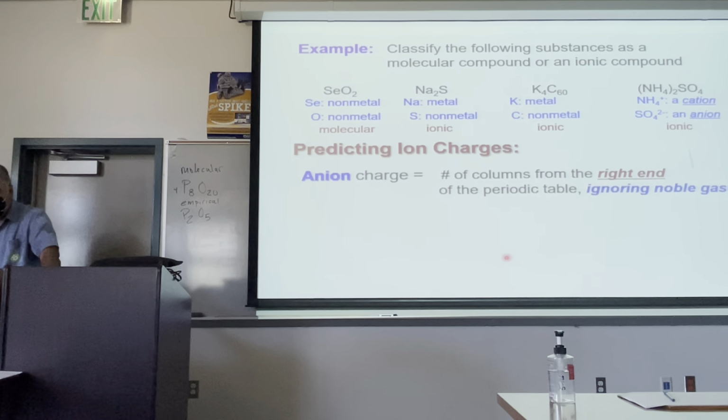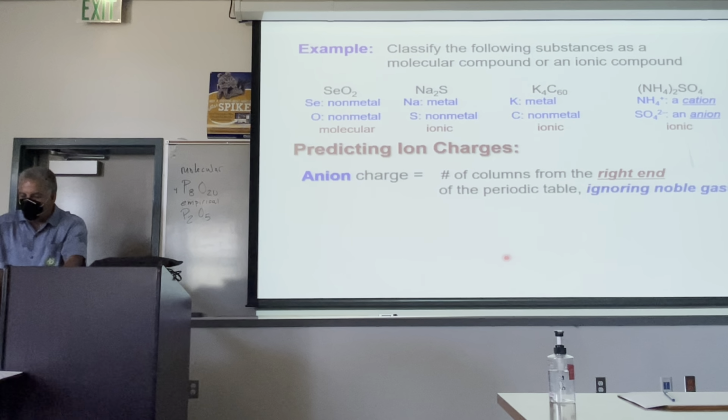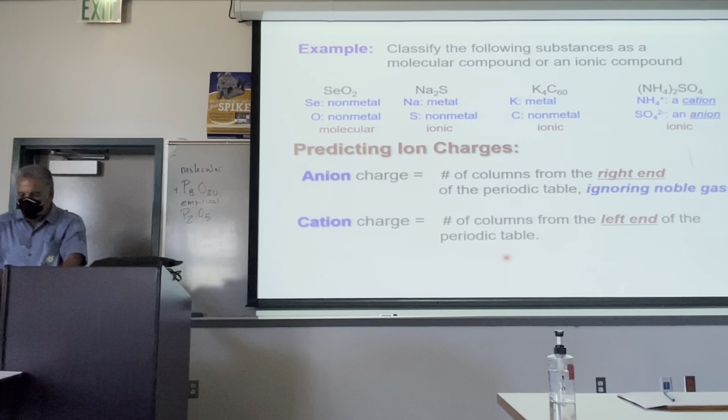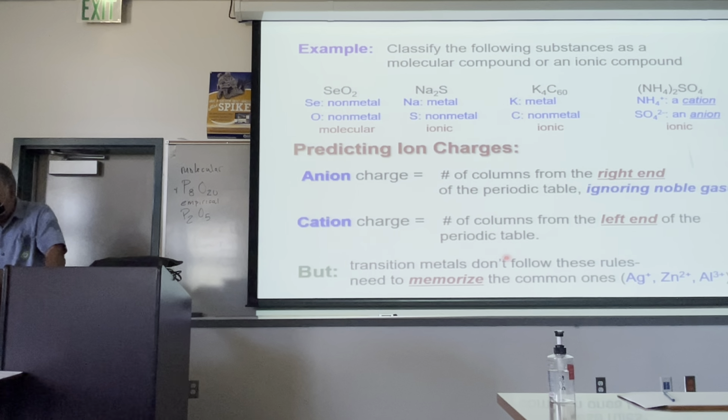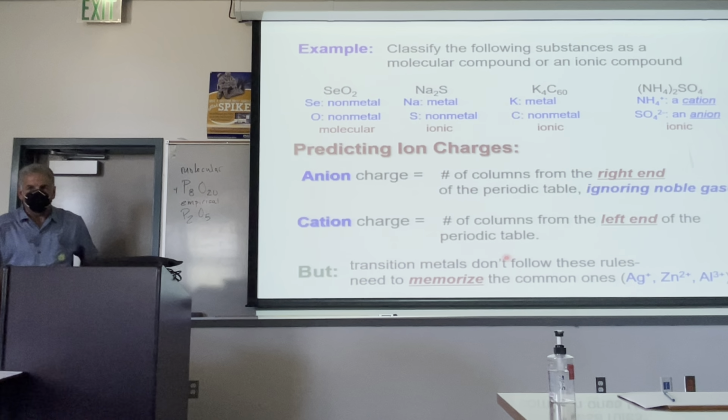Predicting ionic charges. An anion charge equals the number of columns from the right end of the periodic table, ignoring the noble gases. So we just did that. Cation charge, number of columns from the left end of the periodic table, and they tend to lose electrons, right? But transition metals don't follow these rules. Recognize the common ones, right? Silver 1, zinc 2, aluminum 3, even though aluminum is not really a transition metal. But those are common variants of those. So is that too fast?